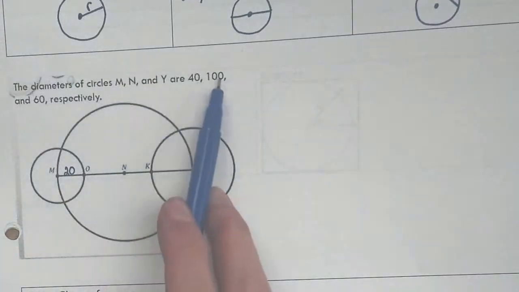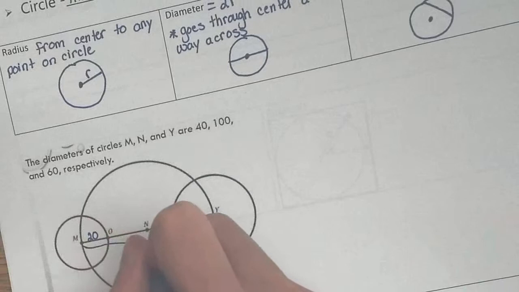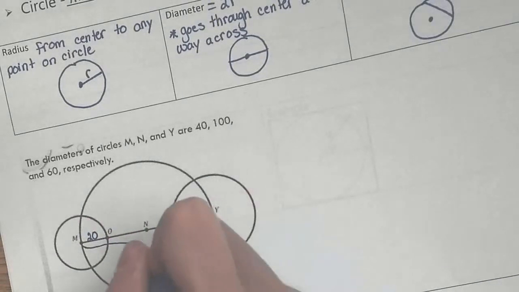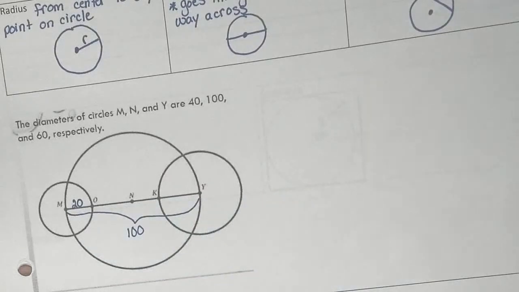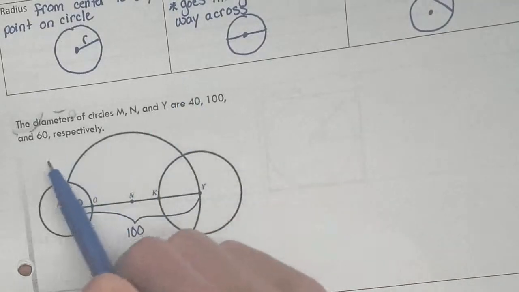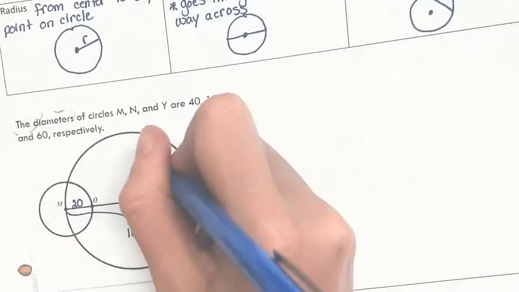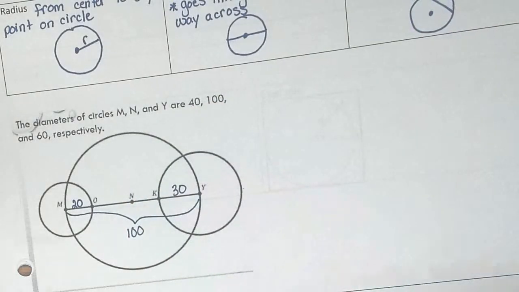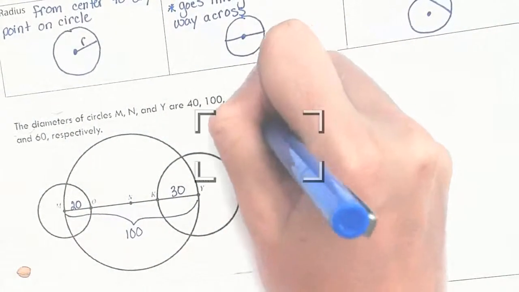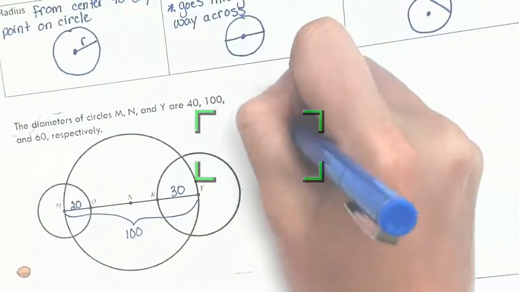Circle N, the diameter is 100. So the whole thing is 100. And then, let's see, the diameter of Y is 60. So all the way across would be 60. So that means this little part here is 30, half of that.